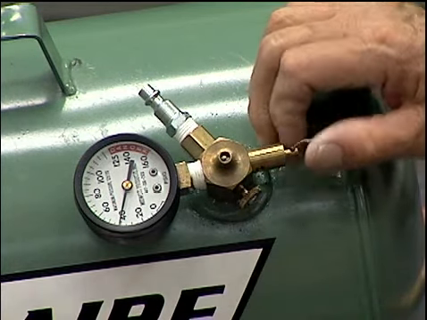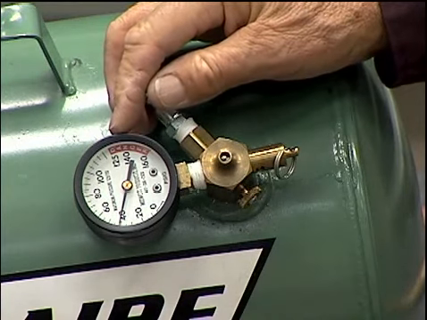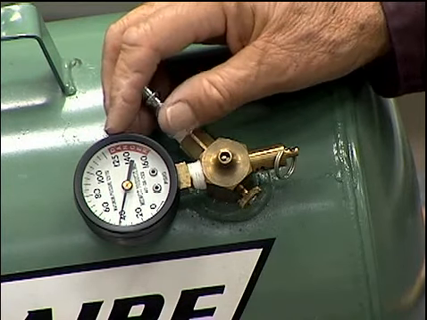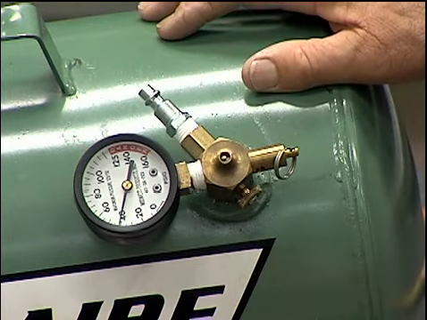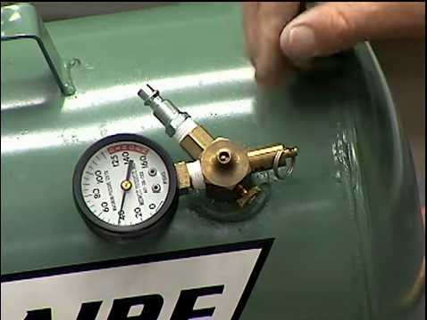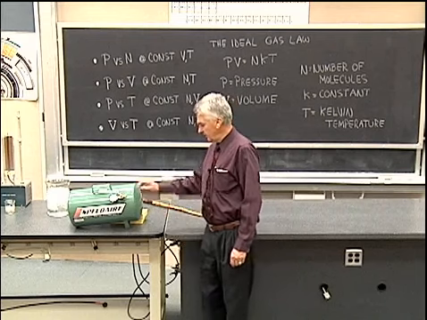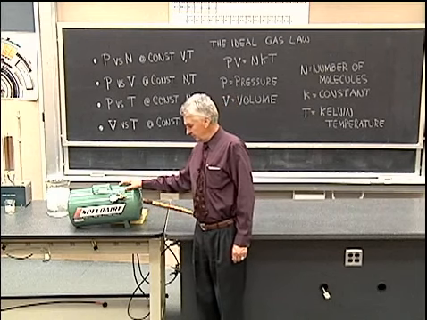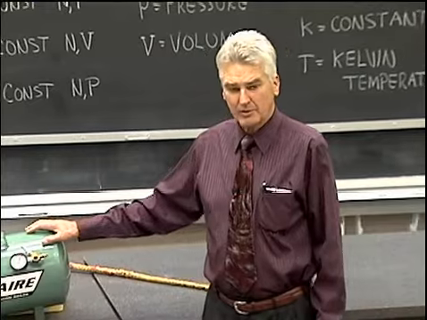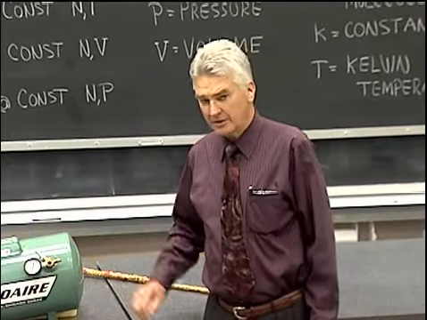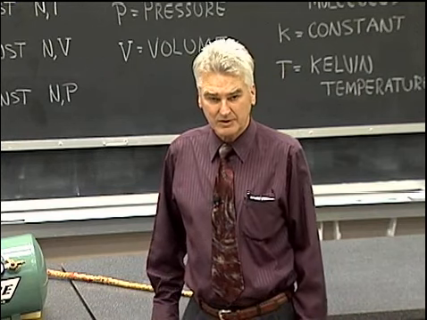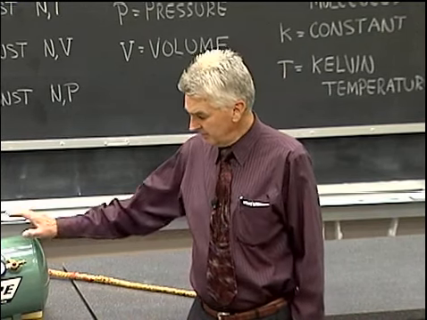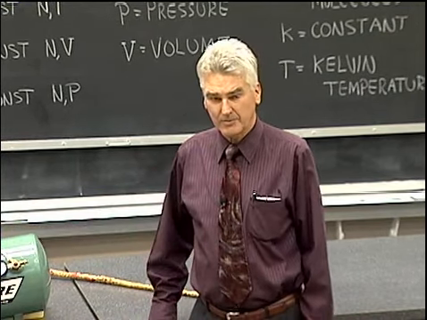So I dropped that down to a pressure of about 40 pounds per square inch. So we've had a pressure change on the gauge here from 60 pounds per square inch to 40 pounds per square inch as we released the air from this cylinder. The gas we're working with here is air, and we see that the pressure decreases as the number of molecules decreases in this pressurized cylinder.